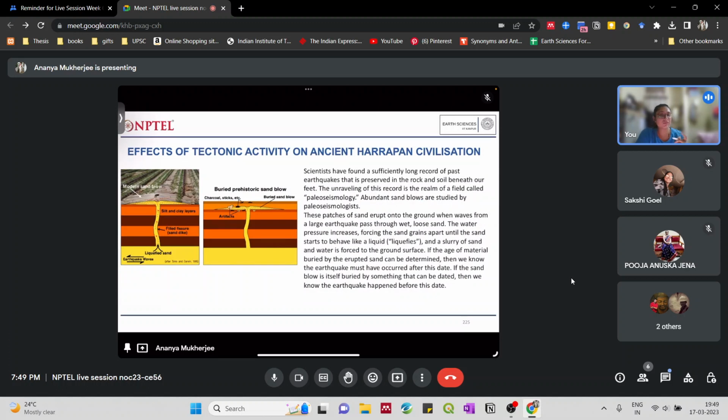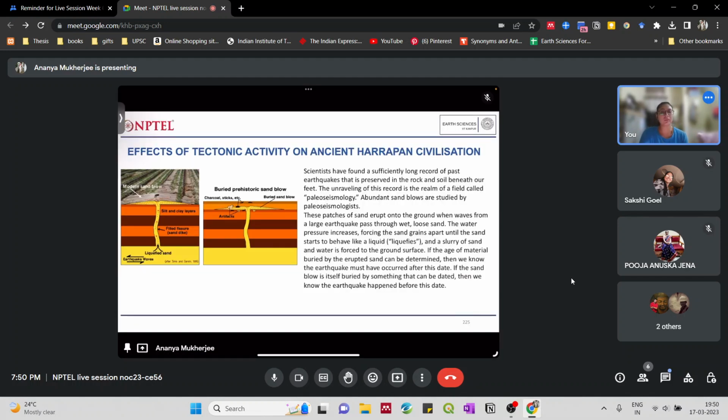One of the ways, one feature that is helpful in understanding the age of an earthquake, or denoting the time of certain earthquakes, is by studying sand blows. This is actually part of paleoseismology, a branch of the field. Professor Javed himself works on such paleoseismic things.